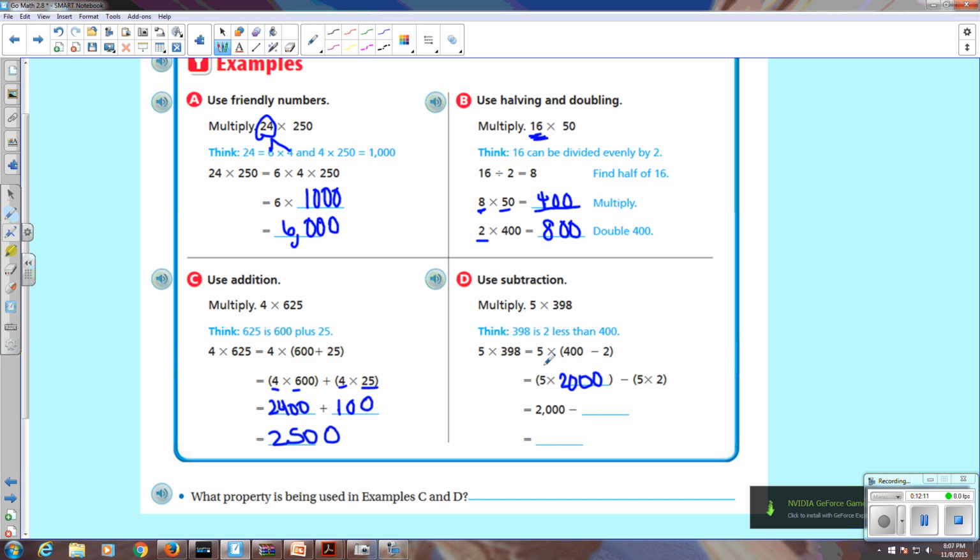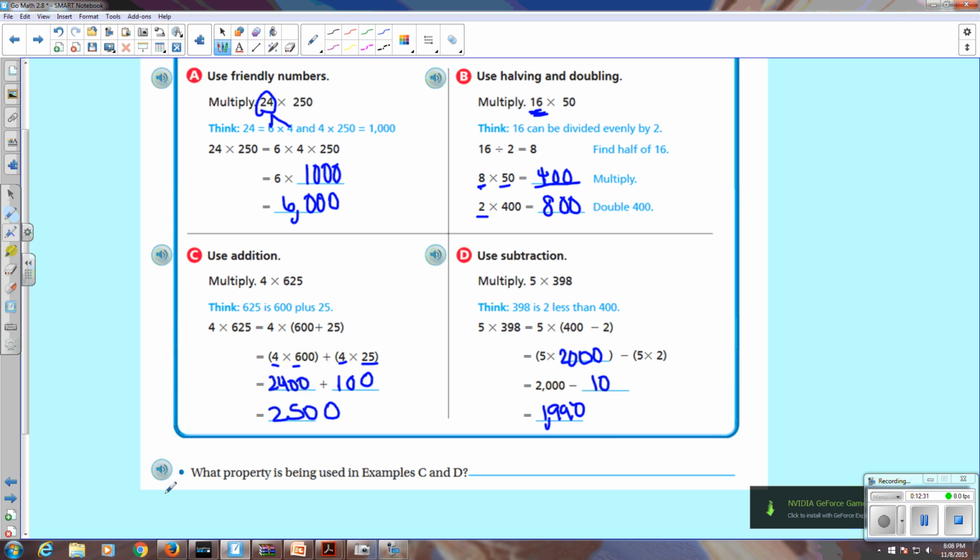And I'm going to now do my next part, distributive property, 5 groups of 2. 5 groups of 2 is 10. And the last step is to subtract them. 2,000 minus 10 is 1,990. So 5 groups of 398 is 1,990. And lastly, what property is being used in example C and D? Well, we said it together. That's the distributive property.